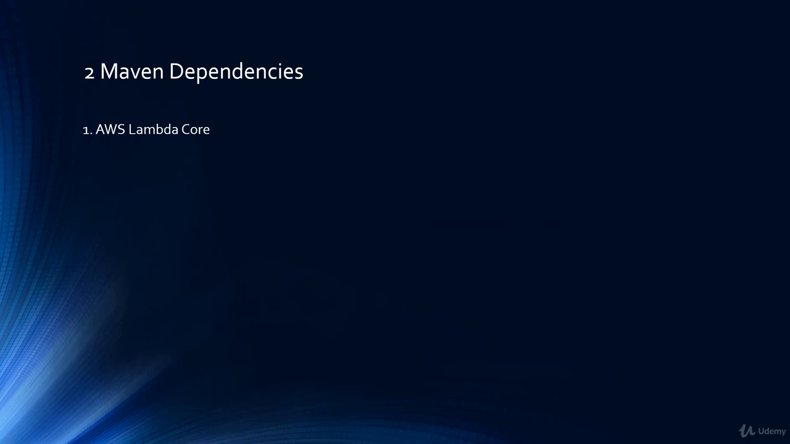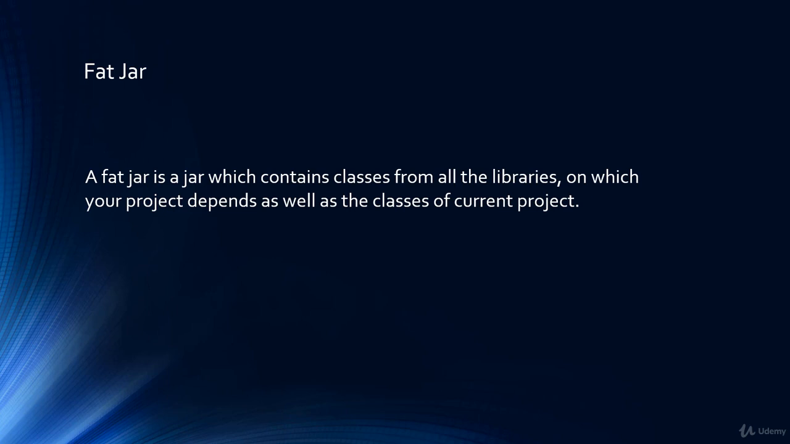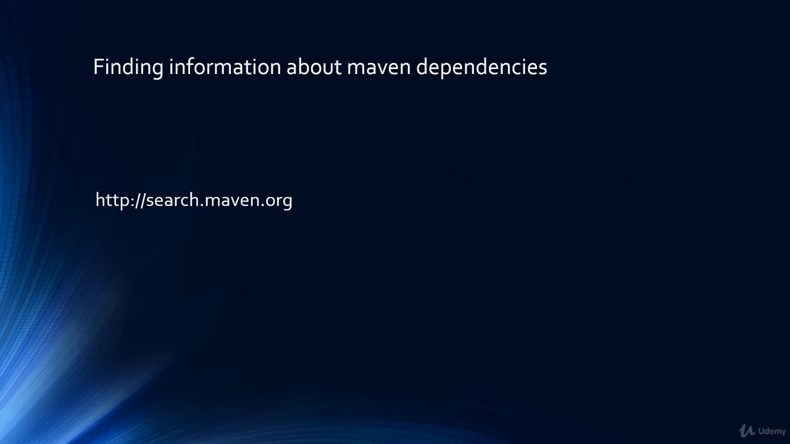The first one is the AWS Lambda core. This is required for the project to run as an AWS function. And the second one is the Maven build assembly. And we'll need this because a jar package needs to contain all its dependencies inside it in order for it to run as an AWS Lambda function. The Maven build assembly allows us to build a fat jar, which is a jar that includes all the classes of all its dependencies.